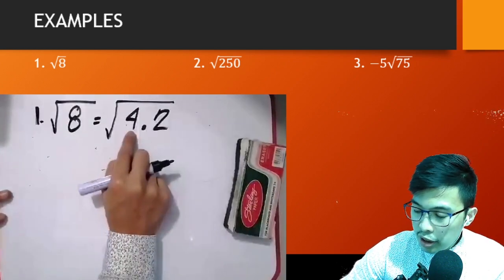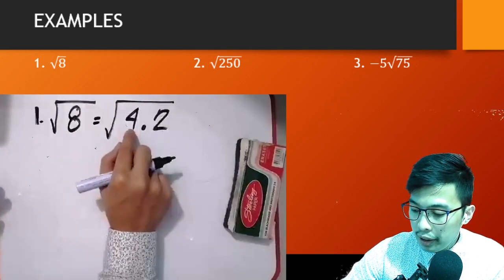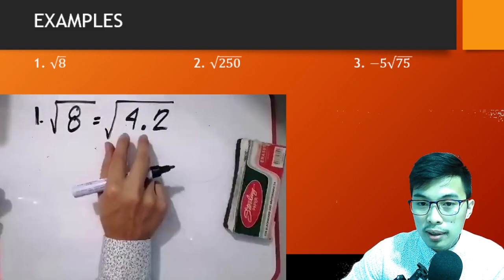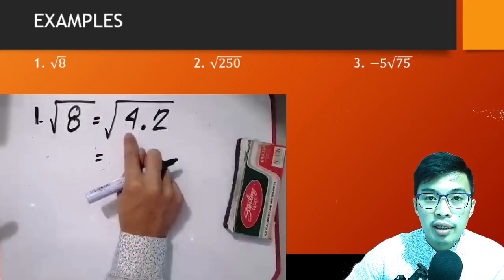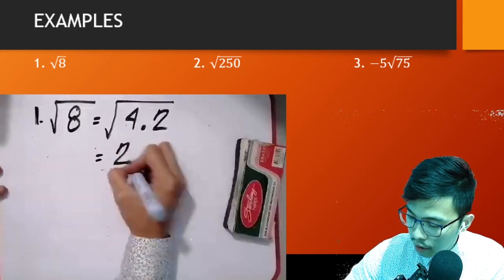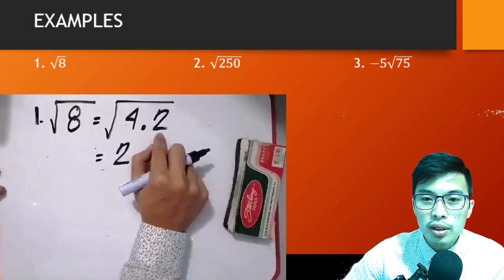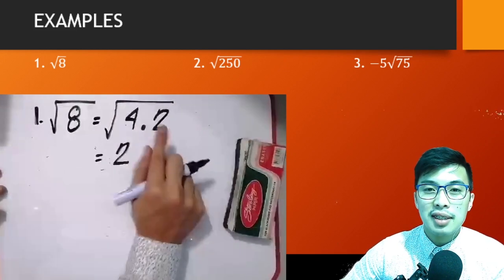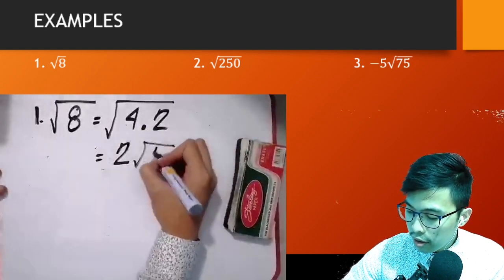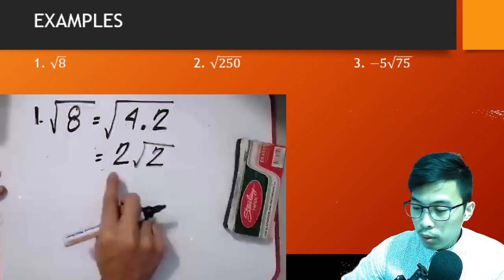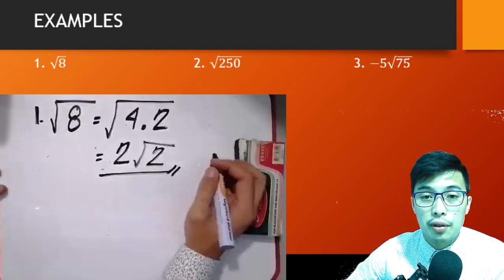And now, since 4 is a perfect square, we can now get the square root of this. Or in short, ilalabas lang natin siya doon sa loob ng radical sign by getting the square root of 4. And what is the square root of 4? The answer is 2. Okay? So, since 2 here is not a perfect square, 2 will remain inside the radical sign. And how do we read this? 2 times the square root of 2. Alright, so this is already the final answer for this.